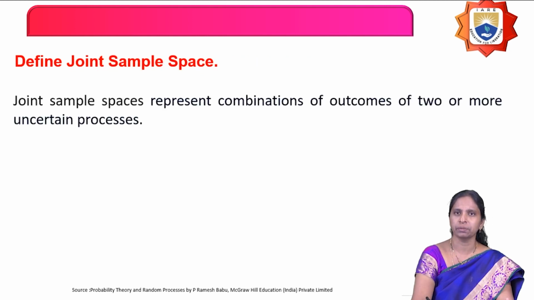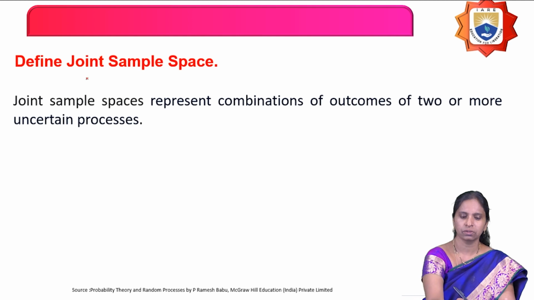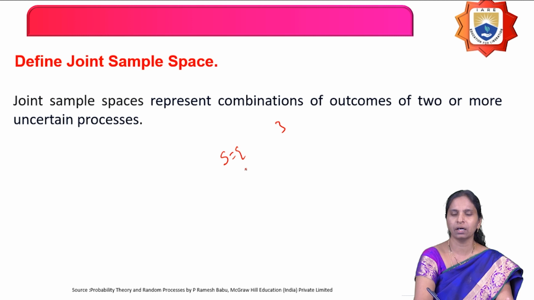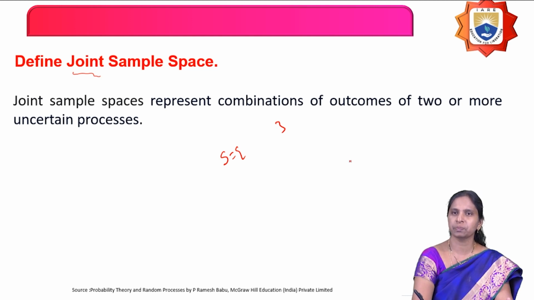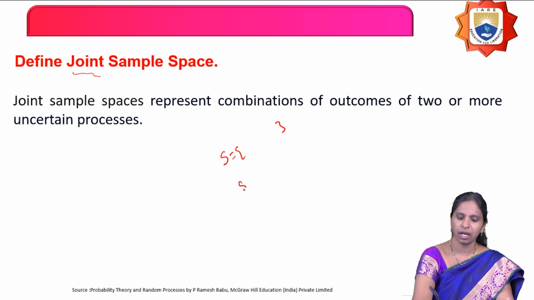Next one is define joint sample space. The sample space is the collection of the outcomes of an experiment. Now, what is a joint sample space? A joint sample space represents the combinations of outcomes of two or more uncertain processes. For example, I am defining one experiment, rolling a die. When I roll a die, what are the possible outcomes? 1, 2, 3, 4, 5, 6.